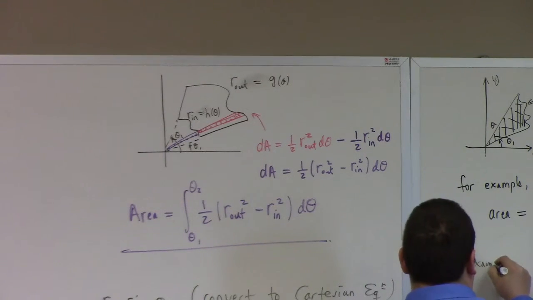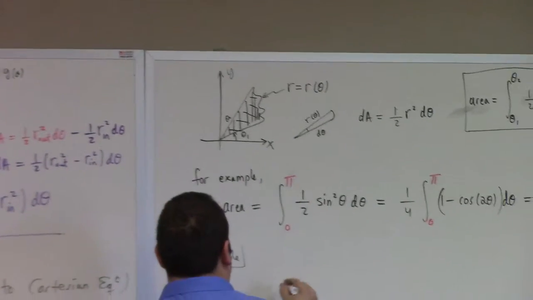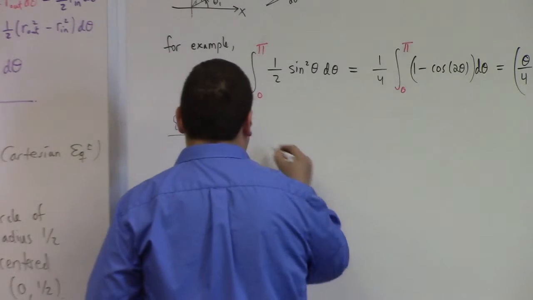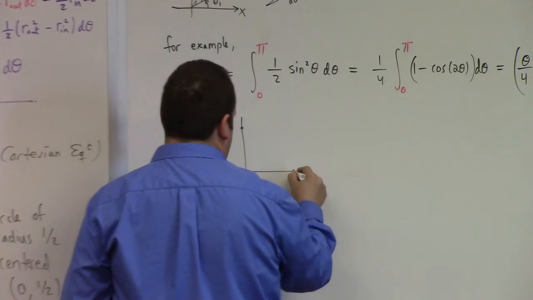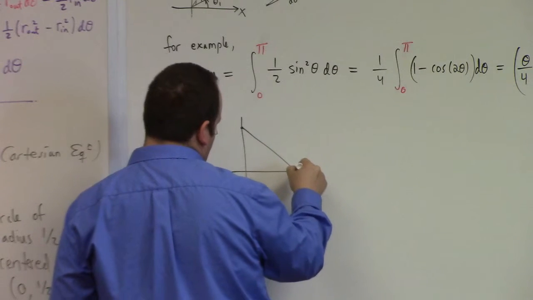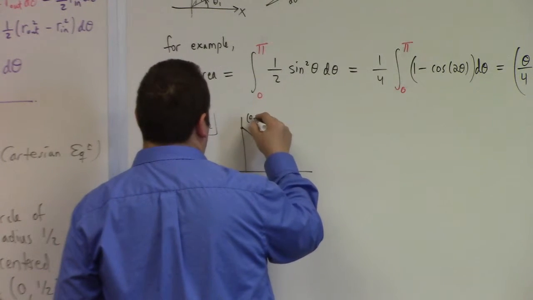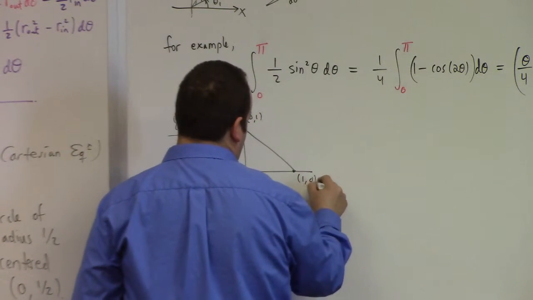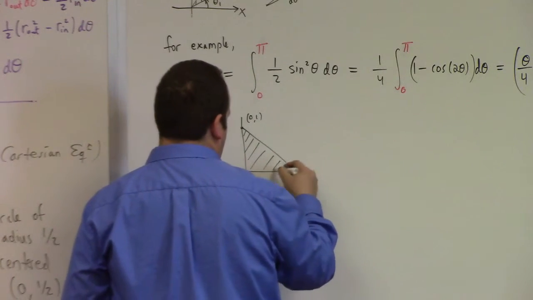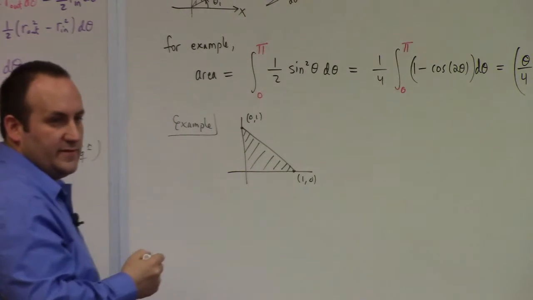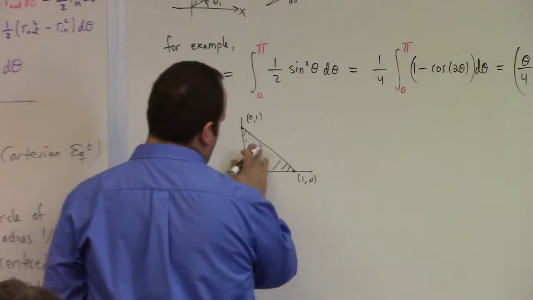Another example. This is a wrong example, all right? But it's an example I show people just to illustrate what not to do. So let's suppose you're going from the point (0, 1) to (1, 0). I want to calculate this area here.